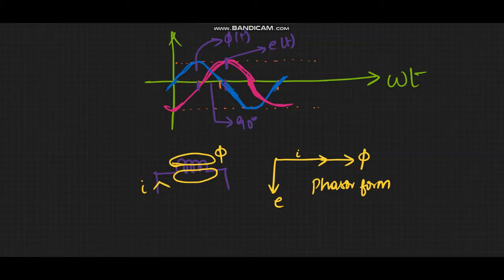Let's consider an inductor wherein the magnetic flux is phi and it has its corresponding current I flowing through it. The final phasor relation between induced EMF, I and flux will look something like this.